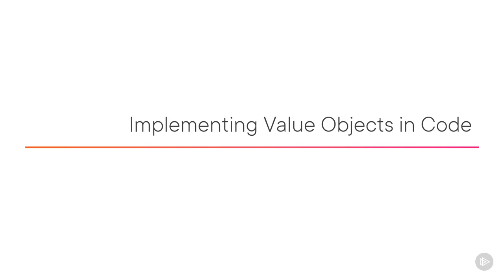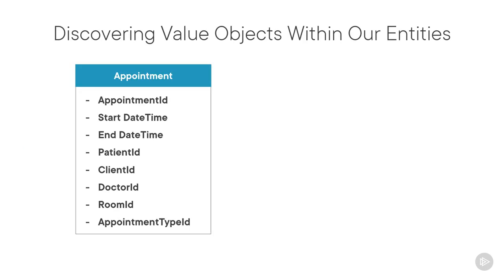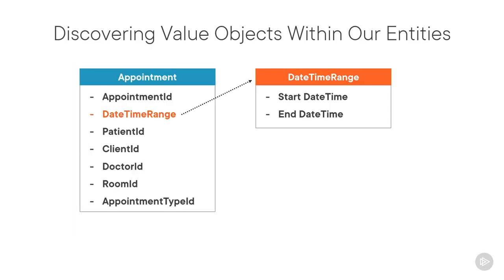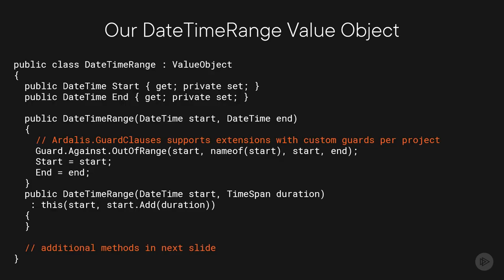Our primary demo involves scheduling appointments. Appointments have a start and an end time. These two things always go together, so they make sense to extract as a value object. Here's a closer look at the DateTimeRange value object we created for the course's demo.